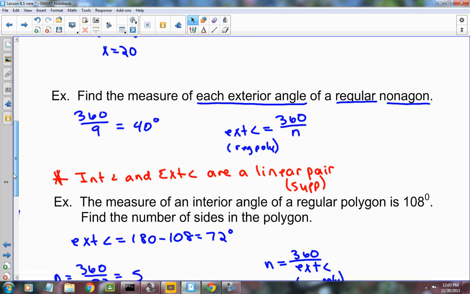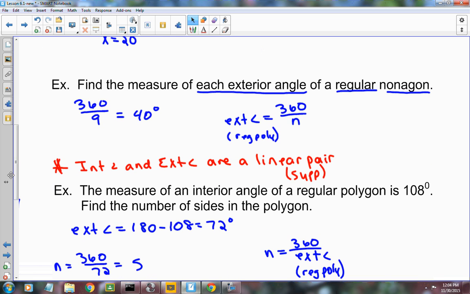If it's regular, we can take 360 divided by the number of sides, that gives us the exterior angle, and vice versa. If we take 360 divided by the exterior angle, it gives us the number of sides. And we also talked about the fact that your interior and your exterior angle are a linear pair. Any questions?